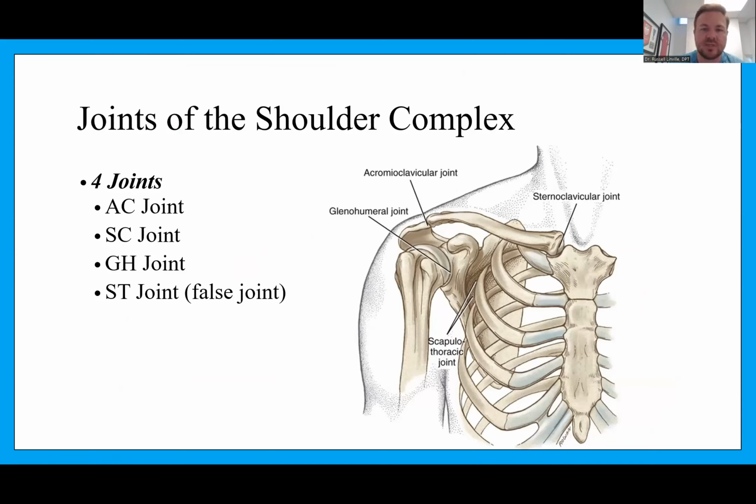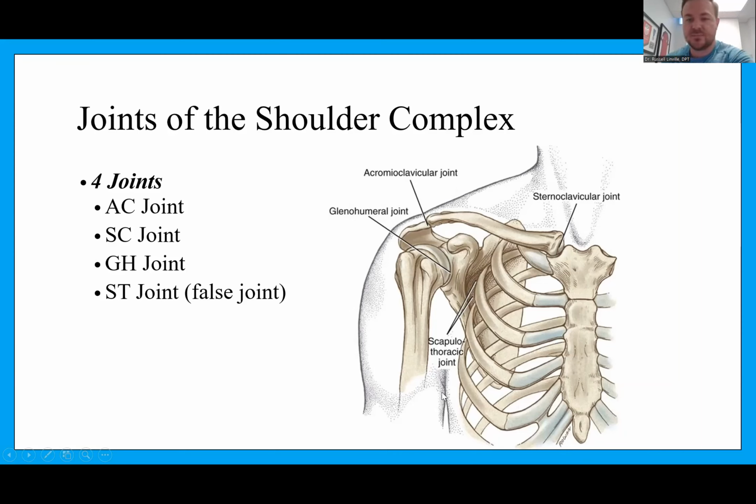And so the first three make quite a bit of sense because you have the sternoclavicular joint, you have the sternum and the clavicle. Okay, SC, got it. That's where that articulates there. You have the AC joint, acromioclavicular. Okay, that makes sense. Clavicle and acromion articulate here. You have the glenohumeral joint, of course, glenoid and humerus, duh. And then you have the scapulothoracic joint.